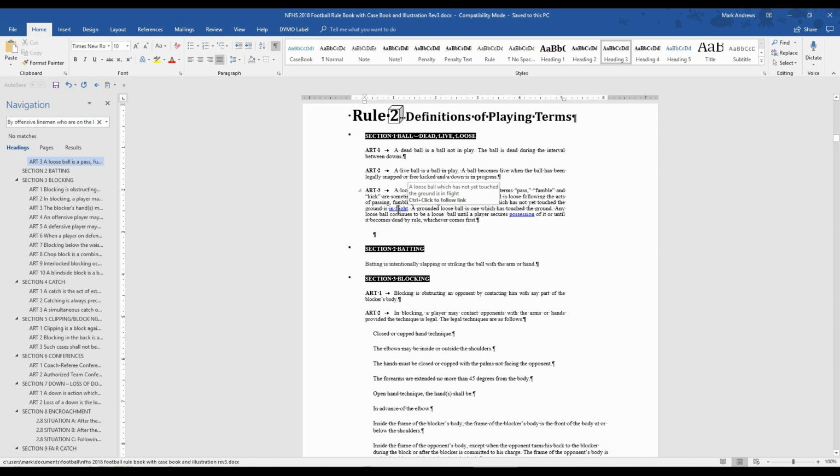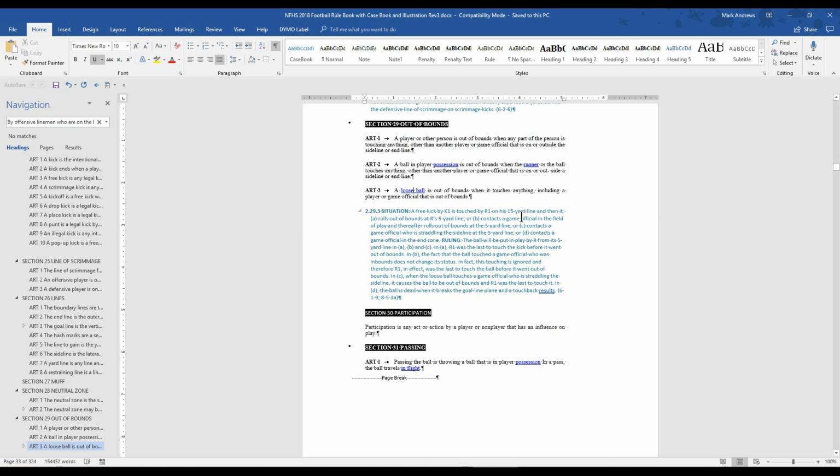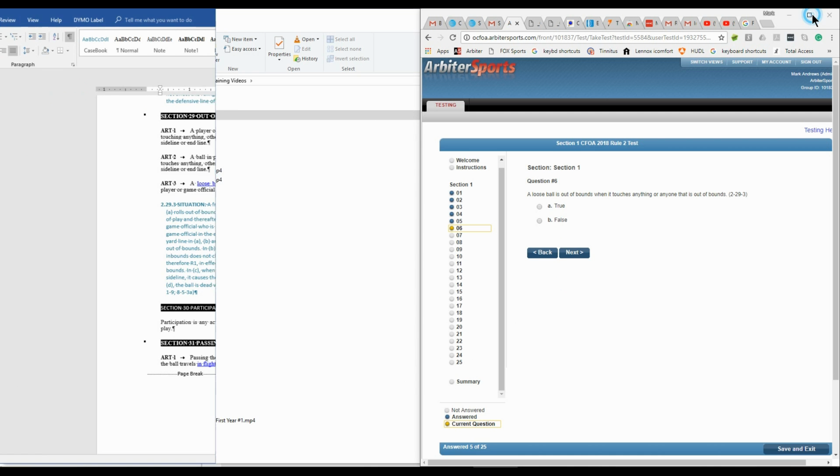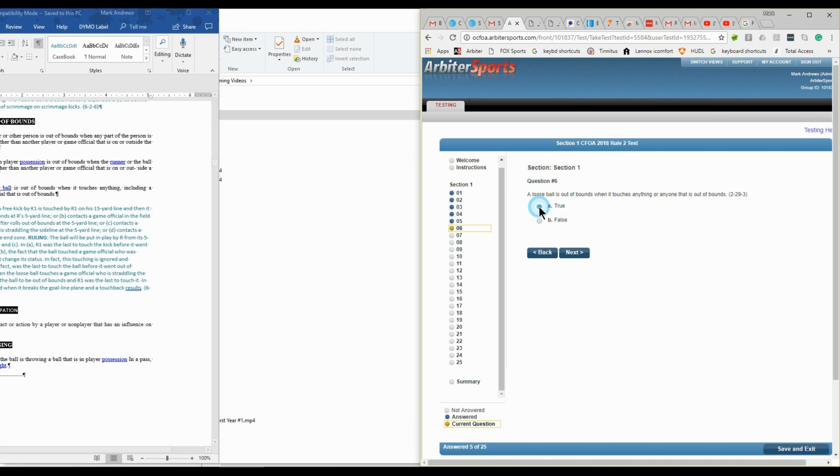In flight is a loose ball which has not yet touched the ground. And possession, what is possession? You could go down and read the entire definition and the case book references, if there are any around that. If we want to get back to where we were when we do these hyperlink clicks, hold the Alt key down on your keyboard and hit the cursor that's pointed to the left, and it will take you right back to that spot that you were in the book. So, for the purposes of our test, that question is true.